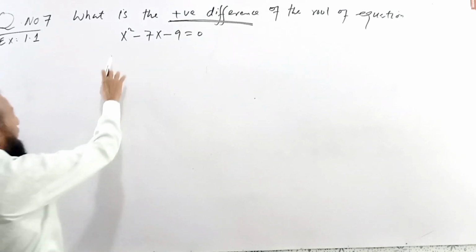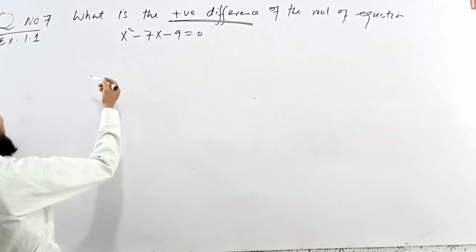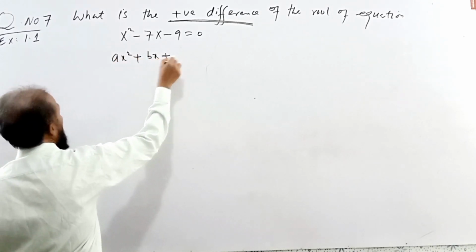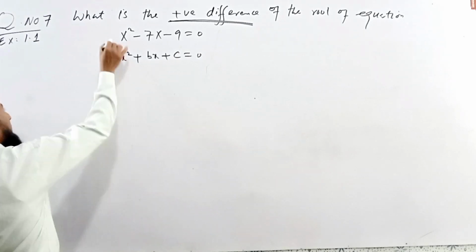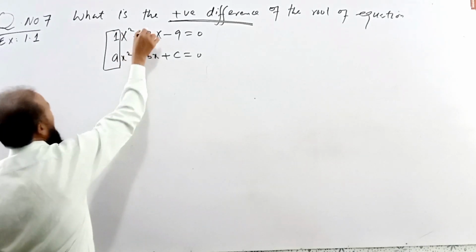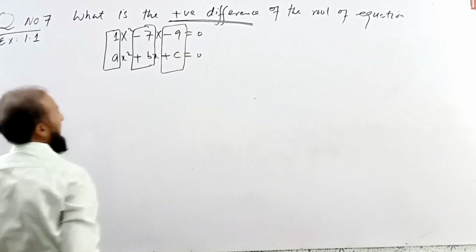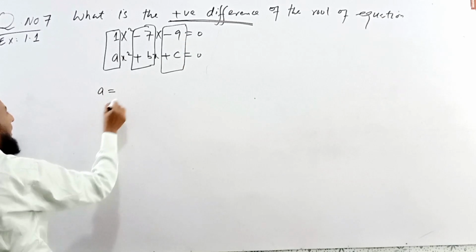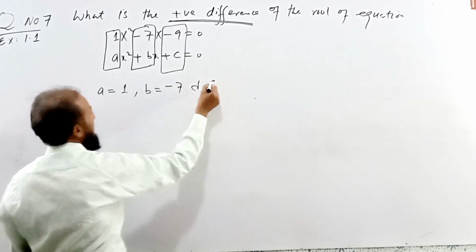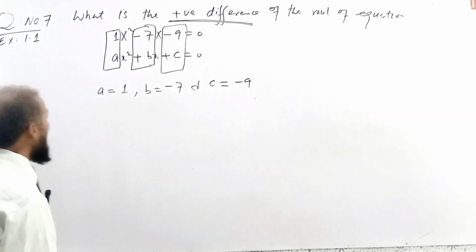First of all, this equation can be solved by 3 methods, but the easiest method is the quadratic formula. We compare with the quadratic form ax square plus bx plus c is equal to 0. That means a is equal to 1, b is equal to minus 7 and c is equal to minus 9. Now we can use the quadratic formula.